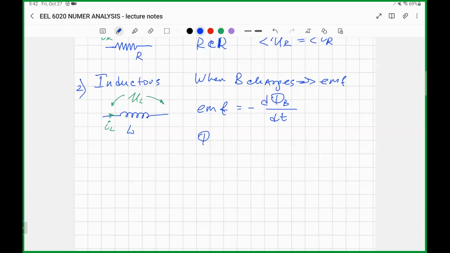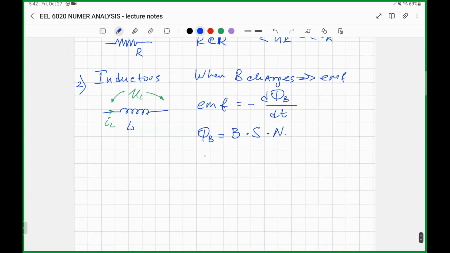But what is the flux? Flux of magnetic field. Of course, it's given by the magnetic field itself, then by the area of the cross section of the coil, and of course by the number of turns in the coil. So in this case, the electromotive force will be given by minus N S, the time derivative of the value of the magnetic field.